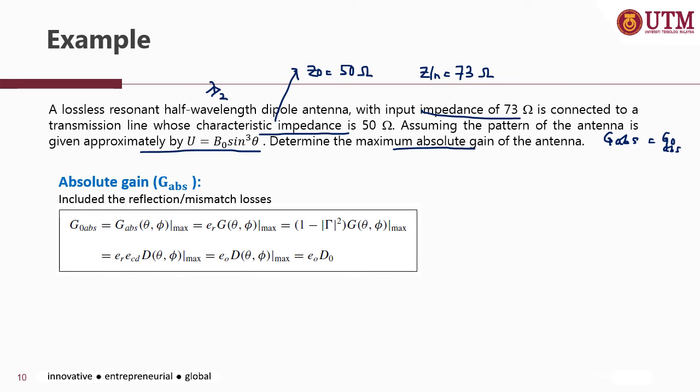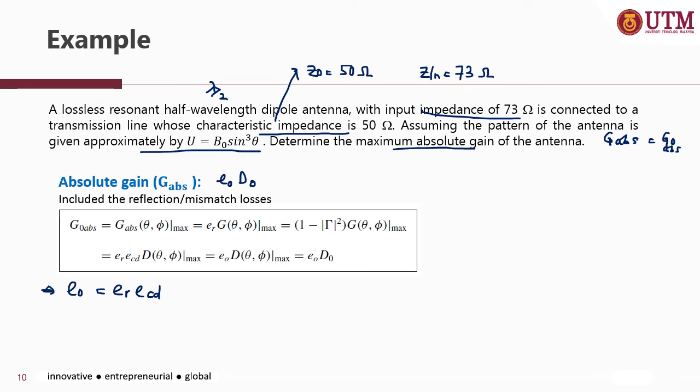So G absolute maximum is given by E naught D naught. D naught is the maximum directivity and E naught is the total efficiency. Alright, so let's revise. The E naught, the total efficiency, is equal to ER times ECD. ER is the reflection mismatch while ECD is the radiation efficiency.